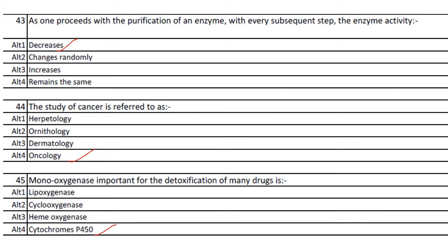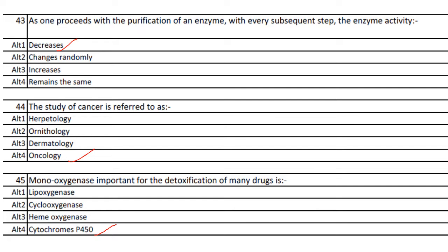Why? Because protein is lost in various steps and protein is also denatured during manipulations. That is, manipulations means during various purification procedures. But purity of the enzyme increases. So even though total activity decreases, the purity of the enzyme increases as you go through various purification steps, and hence specific activity increases, whereas total activity decreases. So answer is option A, decreases.